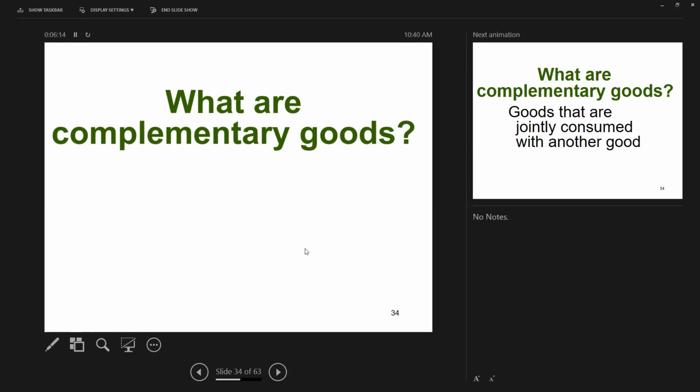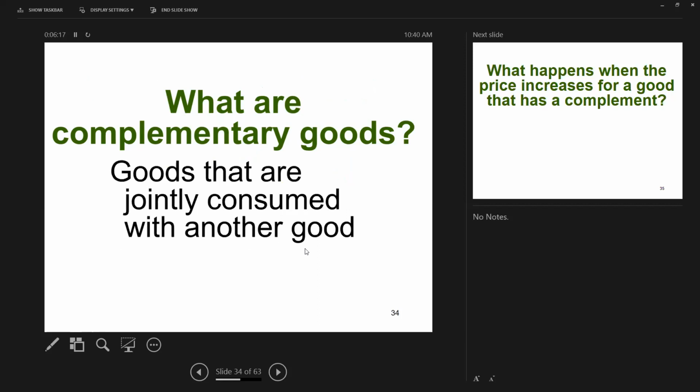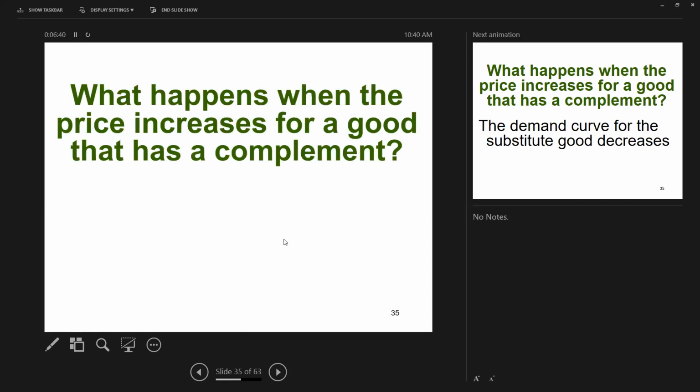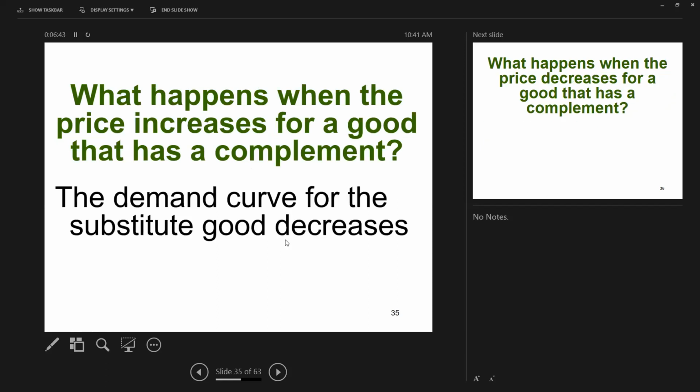On the other hand, complementary goods are goods that are jointly consumed with one another. You could think of peanut butter and jelly, or gasoline and Hummers, the cars. Or you could think about computers and printers. These are all examples of complementary goods. You usually don't consume one without the other, okay? Now, when the price increases for a good, that causes the demand for its complement to decrease. So if the price of computers went up, the demand for its complementary good, printers, would go down.